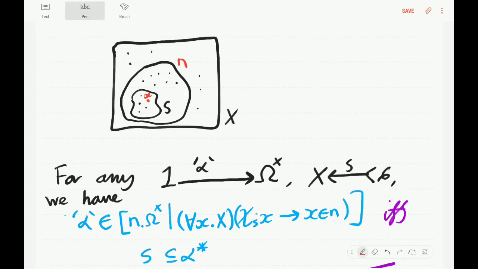So that's kind of what I want, and you see what I've written here is basically that. Saying chi S of x is true is like saying that x is in S, and whenever that happens, we want x to be in N.